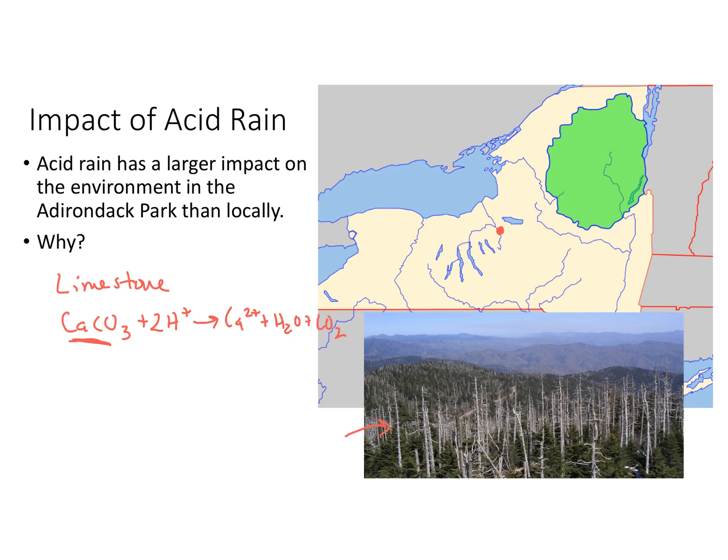So calcium carbonate is a great buffer, and that's why here in Syracuse we do not have issues with acid rain changing the pH of our local soil, because our local soil is rich in calcium carbonate, creating a great buffer for that acid rain. Whereas in the Adirondack Park, the geology there is silicon dioxide. It's granite. Granite, no buffering capacity.